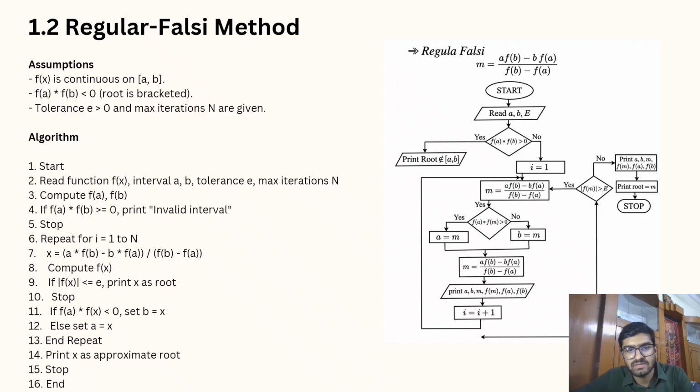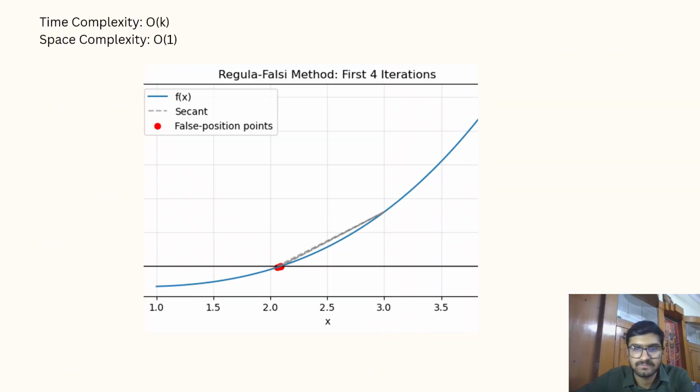If less than 0, then set b is equals to x, else set a is equals to x, and repeat, and then print x as the approximate root and stop the loop. And after stopping the loop, the algo ends. Then the same algo is explained in this flowchart diagrammatically and in a proper way. You can read it properly after that.